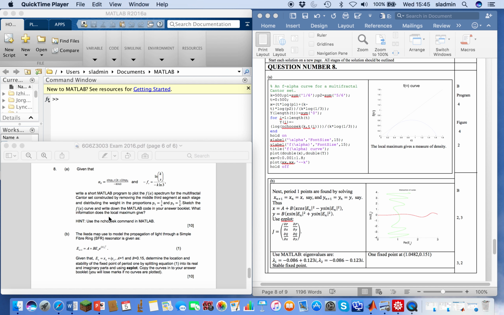You're also asked, what information does the local maximum give? Remember, this local maximum gives a measure of density. So this is the fractal dimension of the object, and that gives a measure of density.